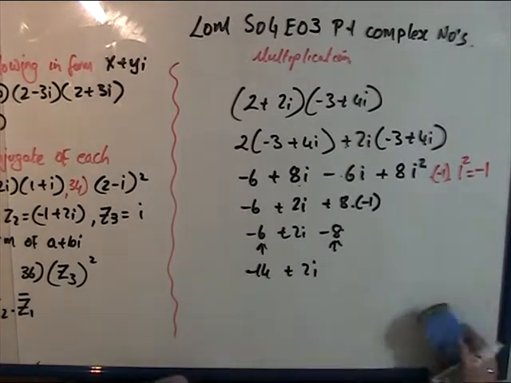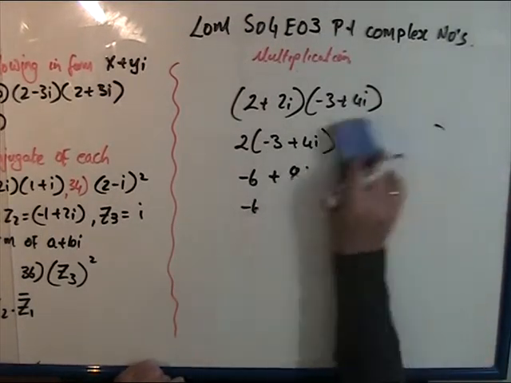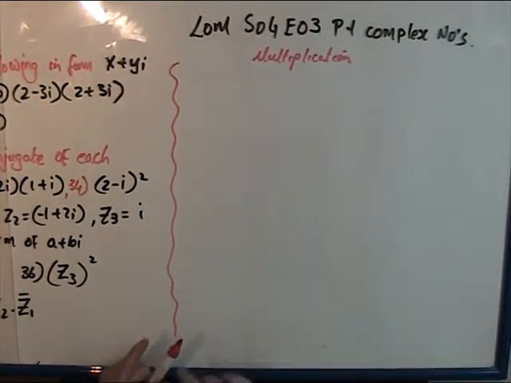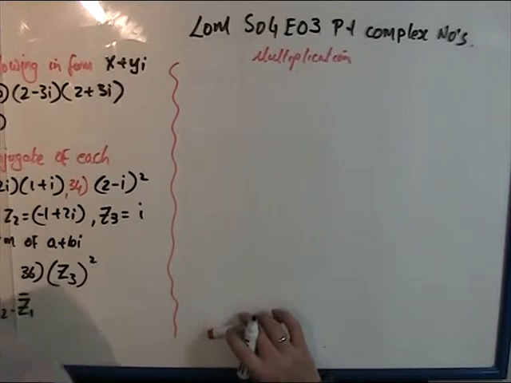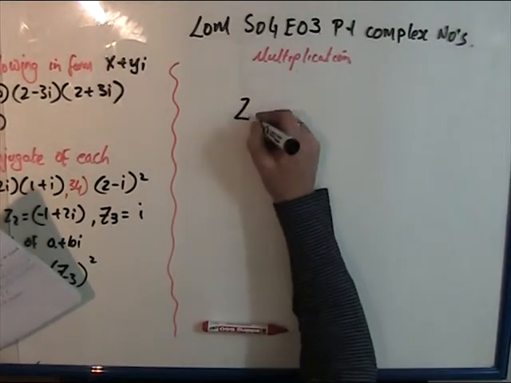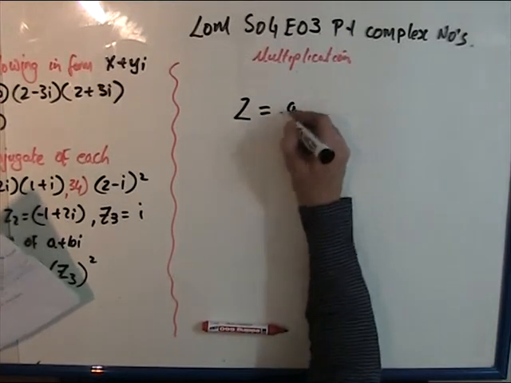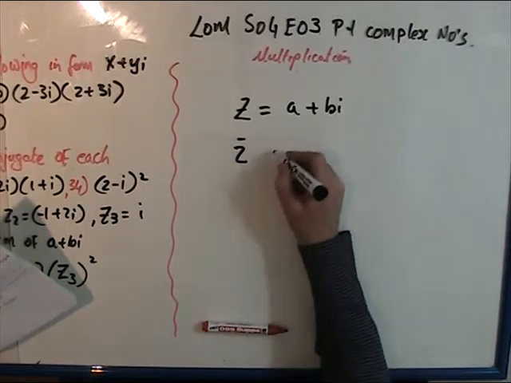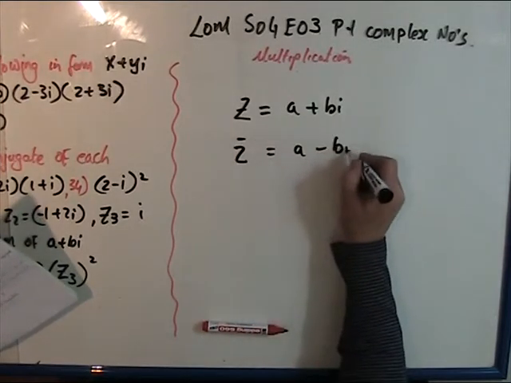That's how you multiply. Right, so now I'm going to do it again. Remember that i squared is equal to minus 1, and i is equal to the square root of minus 1. Next one, I'm going to show you what conjugates are. z is equal to a plus bi. Now that's a general term. The conjugate of that is a minus bi.